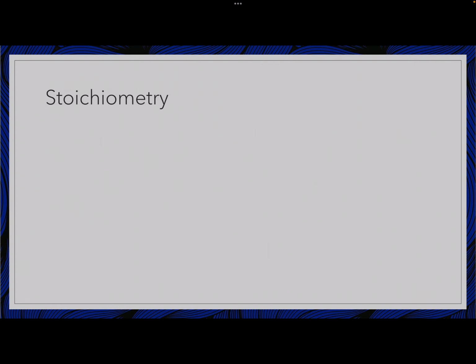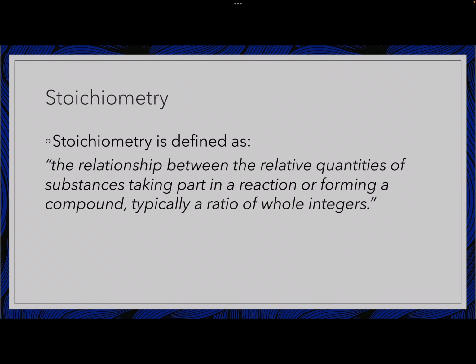So, stoichiometry. What are we dealing with today? Stoichiometry is defined as the relationship between the relative quantities of substances taking part in a reaction or forming a compound, typically a ratio of whole integers.